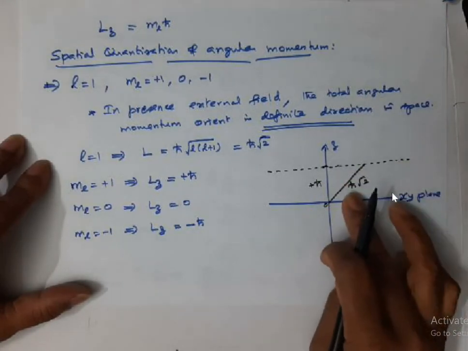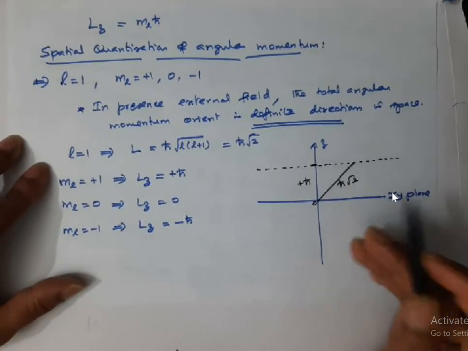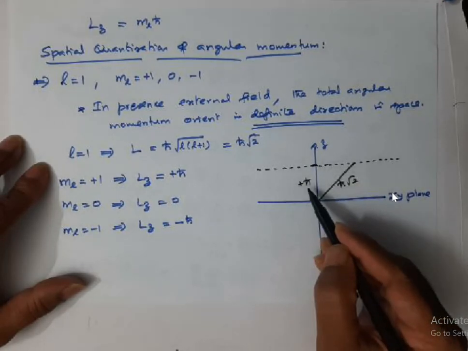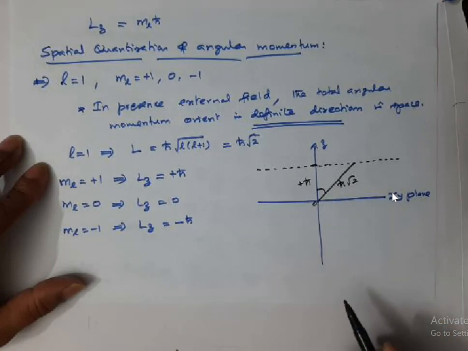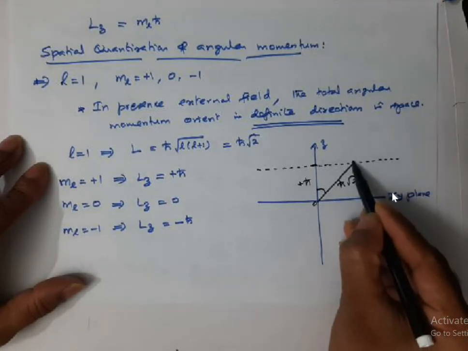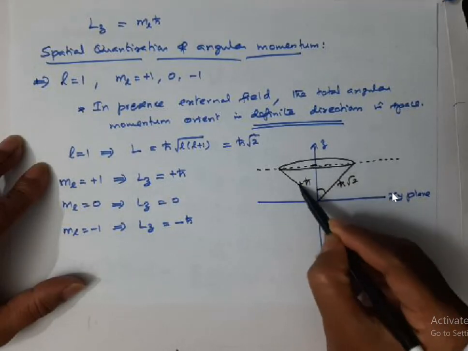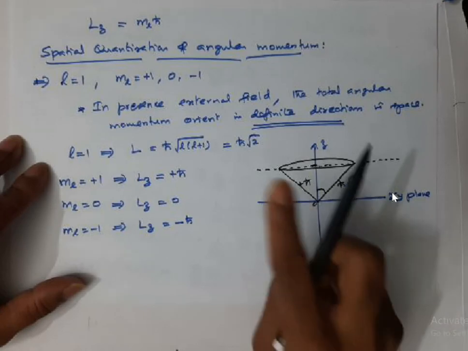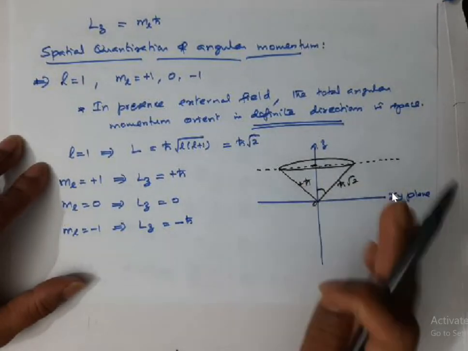And this total angular momentum does not lie like this. It is actually present anywhere around this z axis, by keeping this angle constant. What is meant by that? Let me draw a cone here. What is meant by this? This total angular momentum may be present anywhere on the cone.